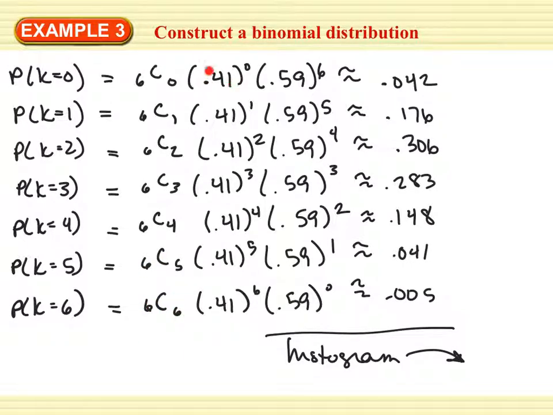We have our success outcome to the 0 and our failure outcome to the 6. We go up by 1 on one, we go down by 1 on the other, and we get our answer.